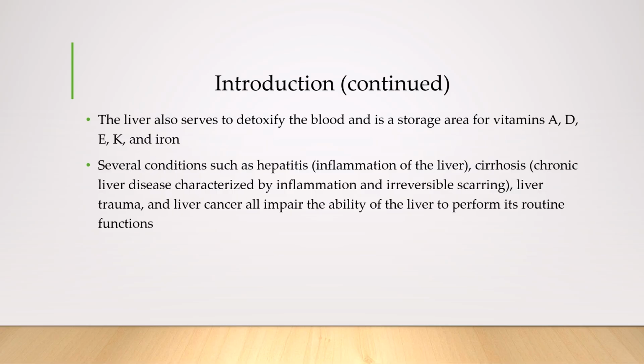So the liver also serves to detoxify the blood, and it is a storage area for vitamins A, D, E, K, and iron. Several conditions such as hepatitis. Hepatitis is an inflammation of the liver. And then cirrhosis. Cirrhosis is a chronic liver disease that is characterized by inflammation and irreversible scarring. Liver trauma and liver cancer will all impair the ability of the liver to perform its routine functions.